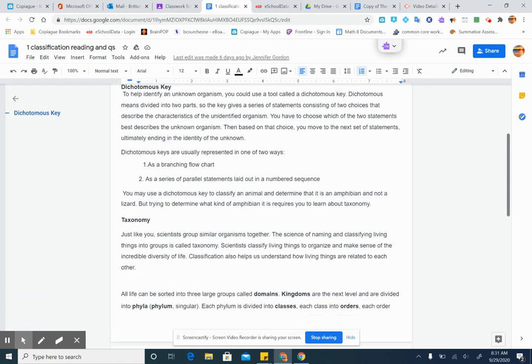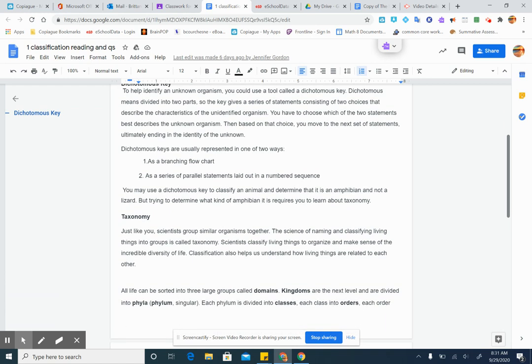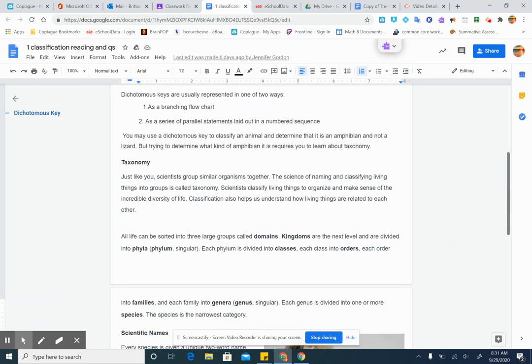Then, based on that choice, you move to the next set of statements, ultimately ending in the identity of the unknown. Dichotomous keys are usually represented in one of 2 ways: as a branching flowchart or as a series of parallel statements laid out in a numbered sequence. You may use a dichotomous key to classify an animal and determine that it is an amphibian and not a lizard. But trying to determine what kind of amphibian it is requires you to learn about taxonomy.